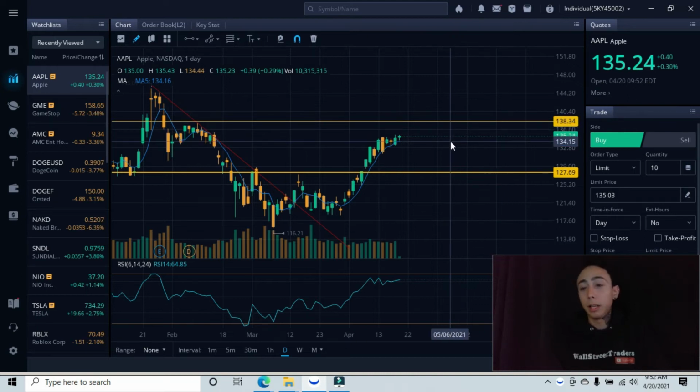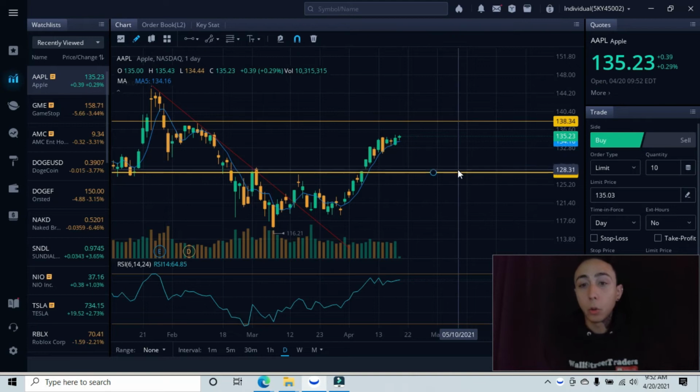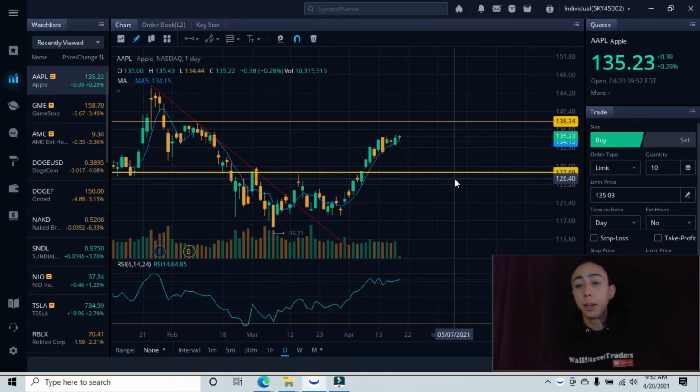Ultimately, if you're waiting for a safer entry, that would be back down here at the 127, our major support line. You could then have your stop loss below this level. So if we drop below that and things go sour, you can get tagged out instead of bag holding.